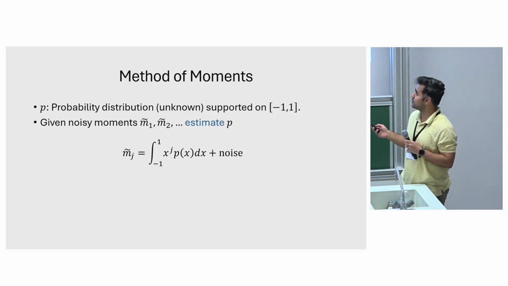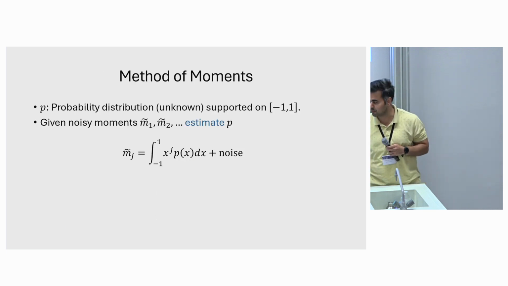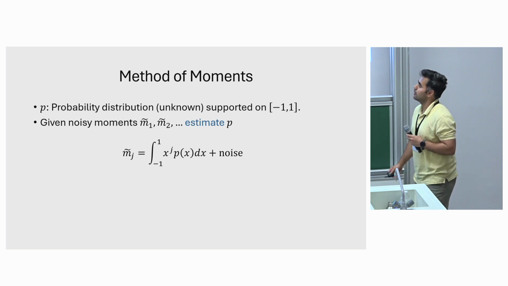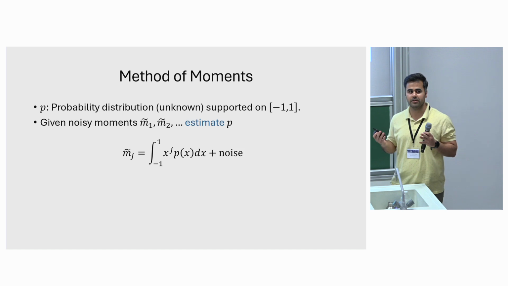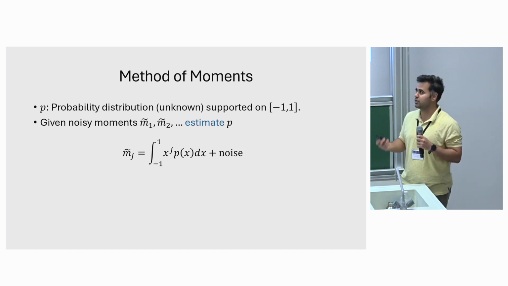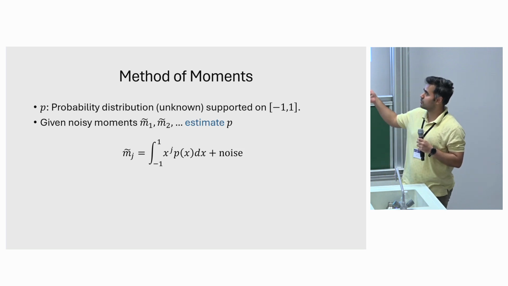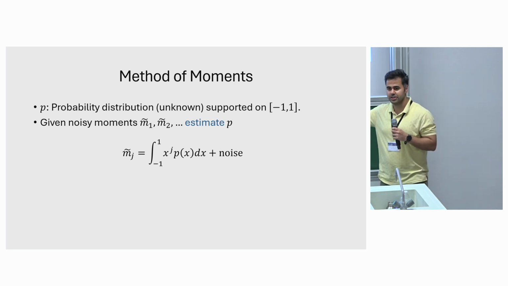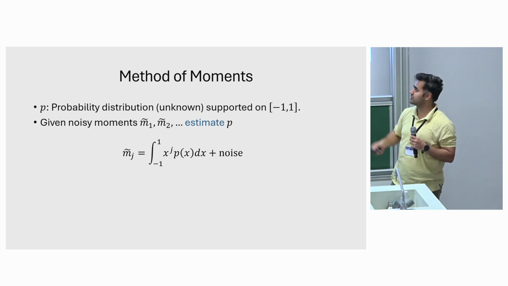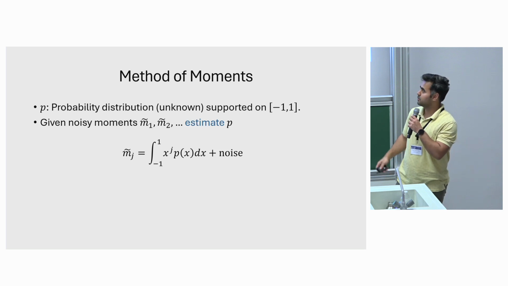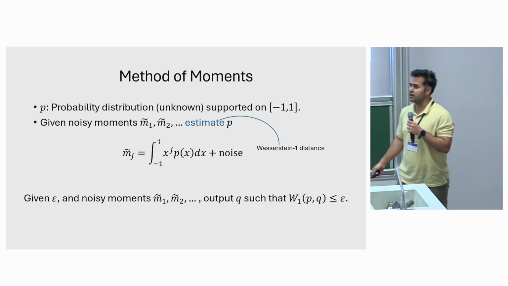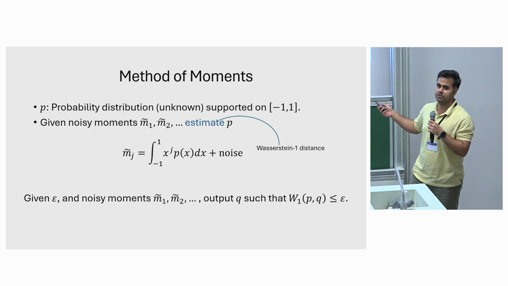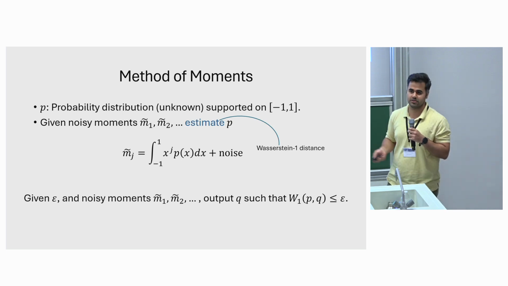Okay, so I want to begin by introducing the method of moments. Let P be some unknown probability distribution with support in -1 to 1. And now you're given noisy moments of P, where the jth noisy moment is just the integral of x to the power j, P of x dx, plus some additive noise. Your aim is to estimate P in Wasserstein-1 distance. So given an epsilon and some noisy moments, output a distribution Q which is close to P in Wasserstein-1 distance.